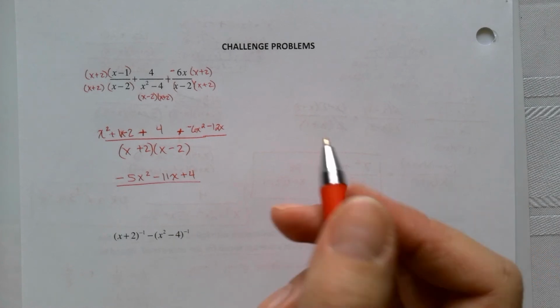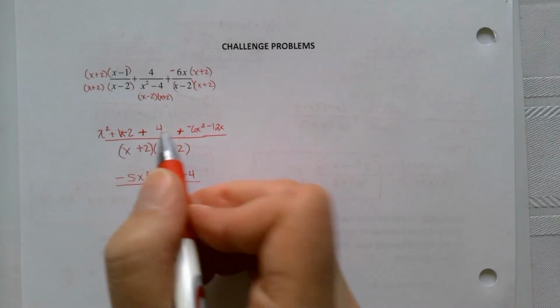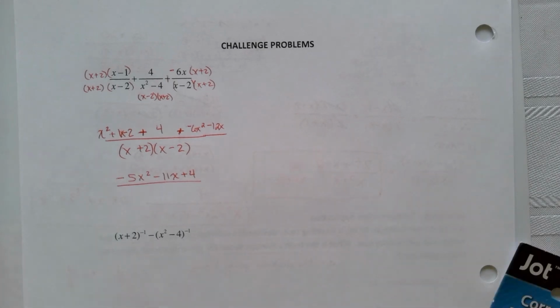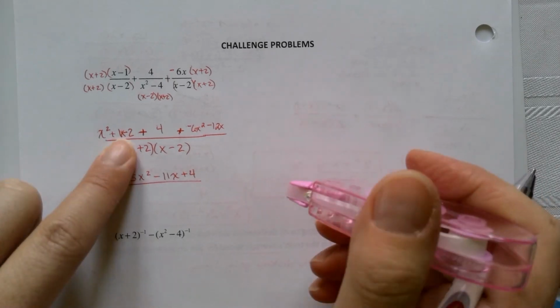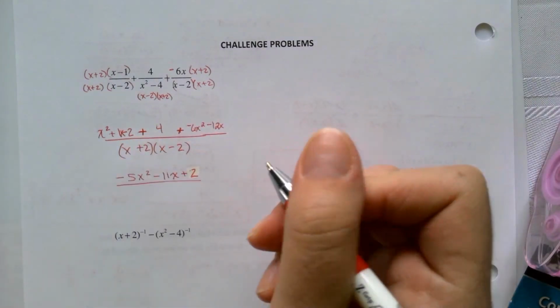And I think I need to double check something. Oh, sorry, negative 2 and 4. I do have an error there. So if we add that up, negative 2 and positive 4, I should have a 2 here. That looks better to me.